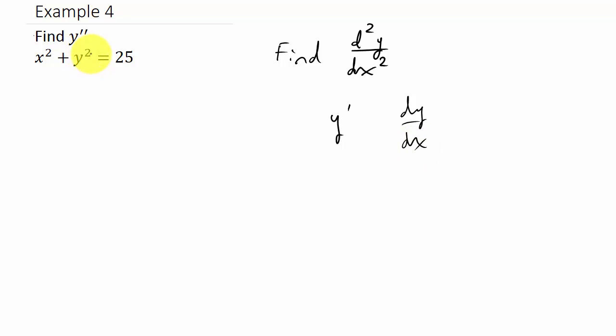If you've watched my other videos on implicit differentiation, you know when you take the derivative of this y squared term, you bring the 2 down, subtract 1, so you would have 2y times dy dx. But instead of multiplying by dy dx, I'm going to multiply by y prime. It just makes it easier and doesn't look as cluttered. Just keep in mind, y prime and dy dx are the same thing. We are taking the derivative with respect to x here.